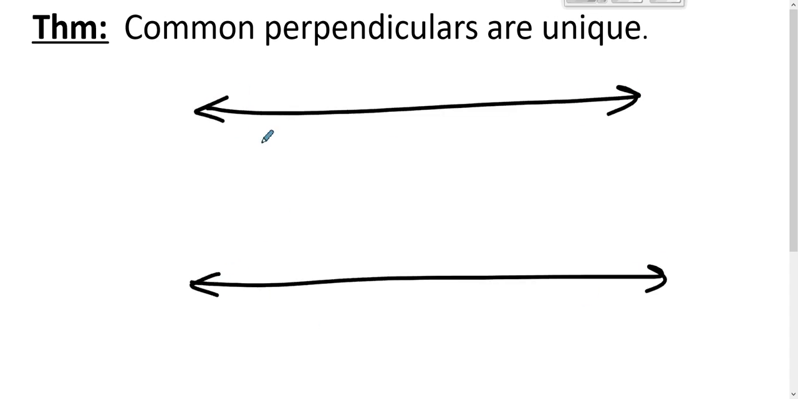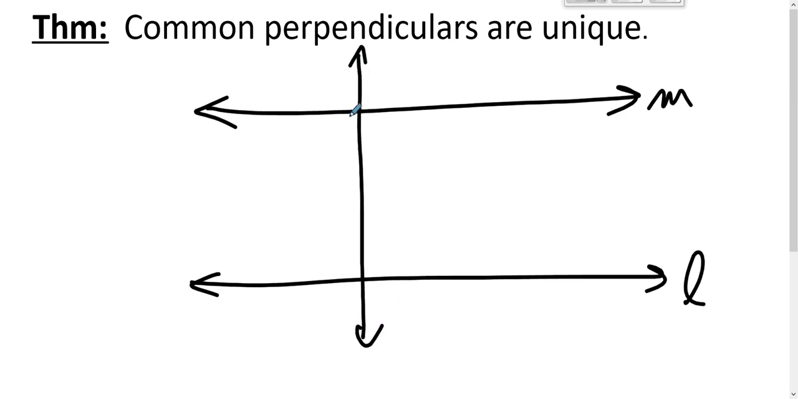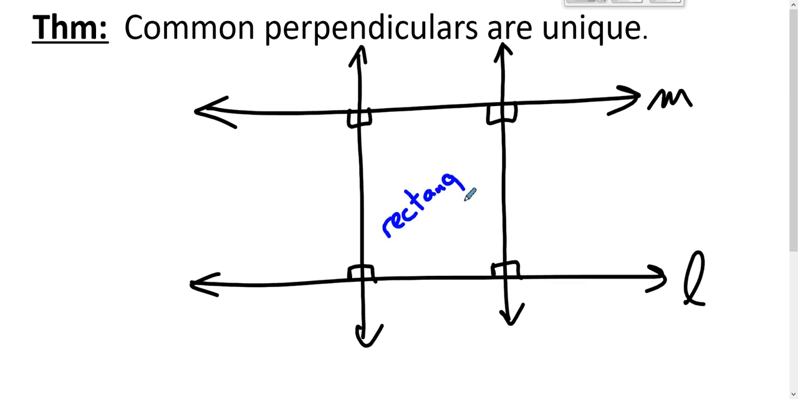Well, that should be straightforward. You got L, you got M. They admit a common perpendicular. That has to be unique. What goes wrong if there's a second common perpendicular? Well, then this shape doesn't exist in hyperbolic geometry. There is no rectangle in hyperbolic geometry because there is no quadrilateral whose angle sum is 360. So because this can't happen, common perpendiculars are unique.